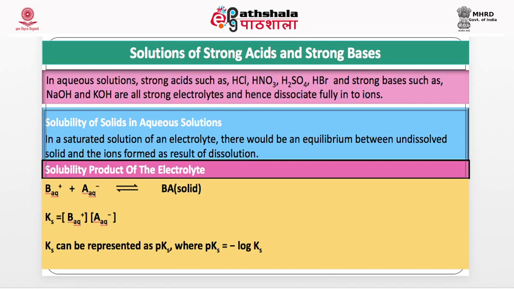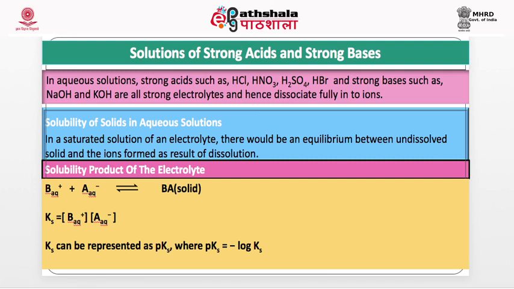Suppose we have a salt BA. When it dissolves, the salt is present as B plus and A negative. The solubility product is written like this. B aqueous is taken as constant, because this is solid. Pure solid and pure liquid, their activity is taken as unity or constant. So, solubility product is this.